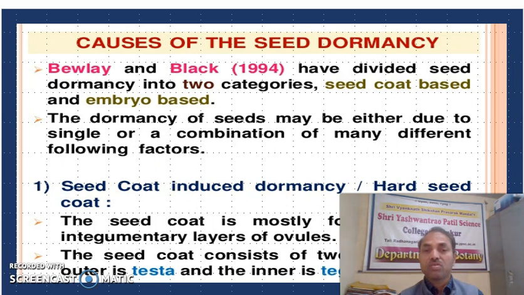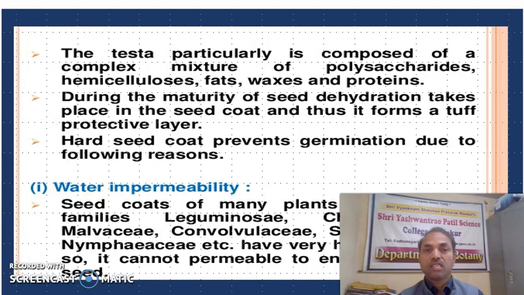The seed coat is mostly formed by the integumentary layers of ovules. The seed coat consists of two layers. The outer is called the testa and the inner is called the tegmen. The testa is composed of a complex mixture of polysaccharides, hemicellulose, fats, waxes, and proteins. During the maturity of the seed, dehydration takes place in the seed coat and thus it forms a tough protective layer. The hard seed coat prevents germination for the following reasons.